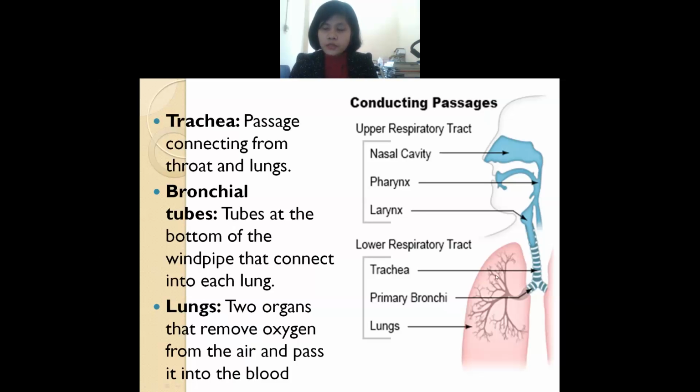So next is the lungs. You will find two lungs, and here what usually happens is the removal of oxygen from the air, and where will it pass? It will pass into the blood.